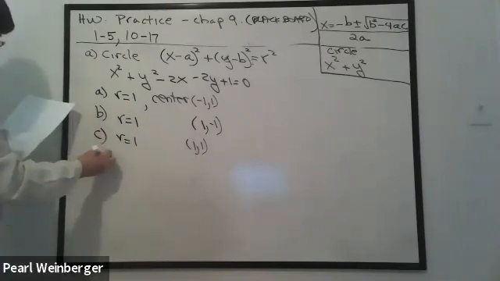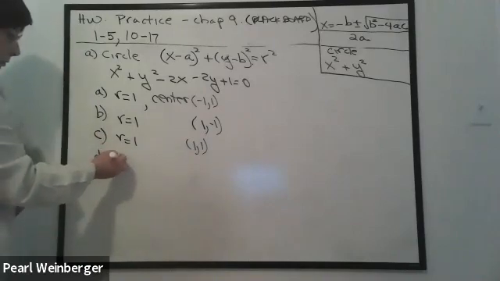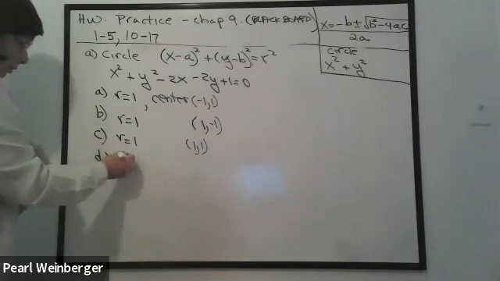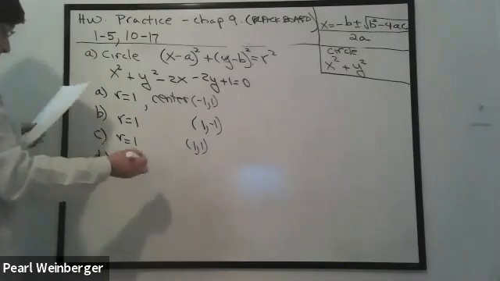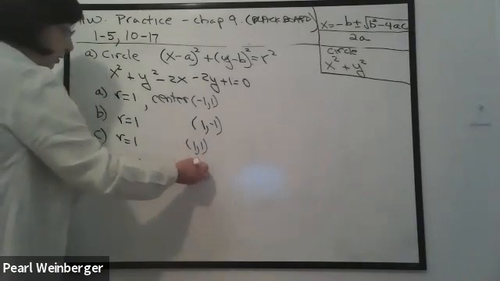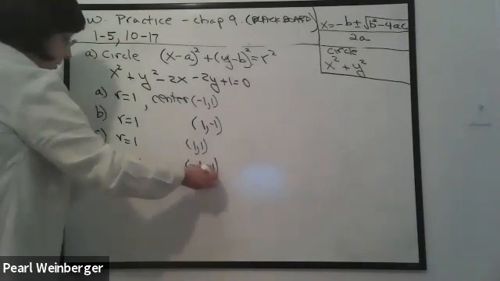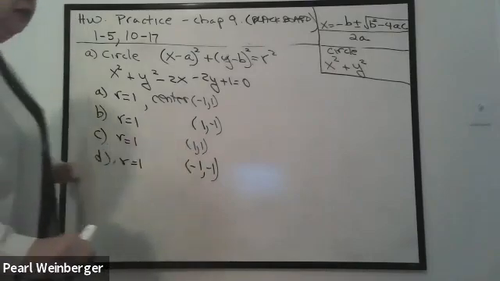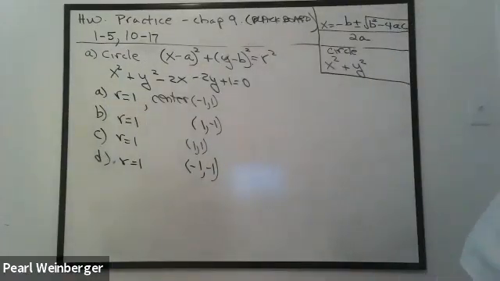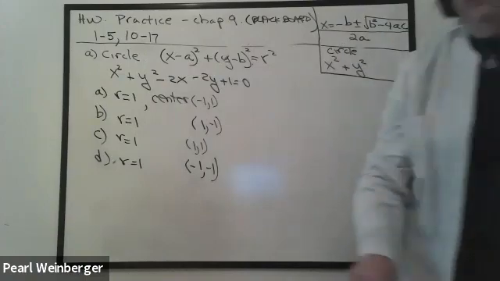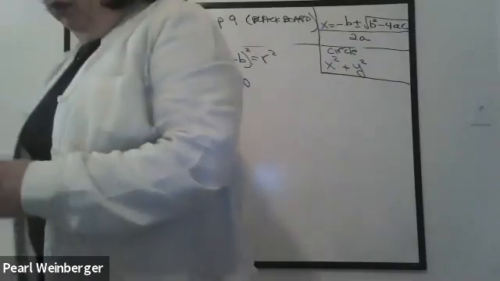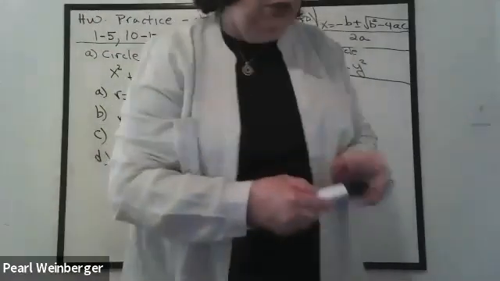The next one is the radius is 1, and the center is -1, -1. Okay, see if you can work this out and come out with the right answer. Put the equation in standard format, and then figure out the center and radius. I'm going to take attendance while you're doing that.